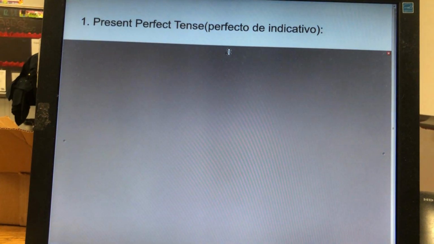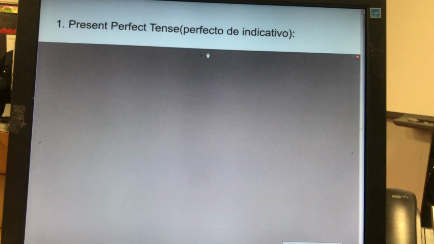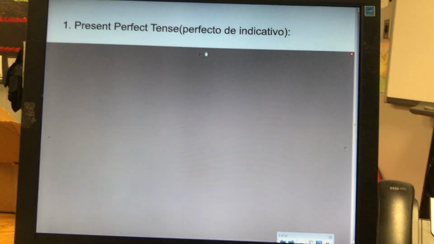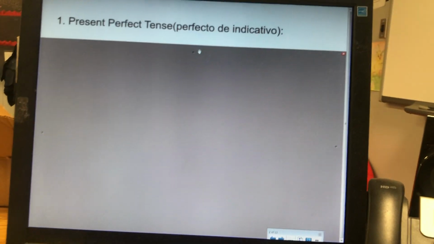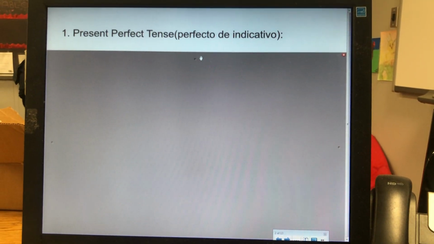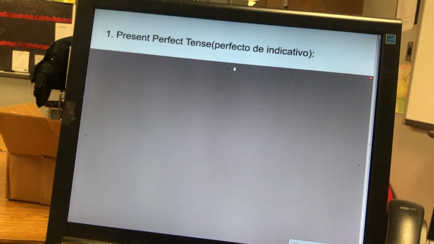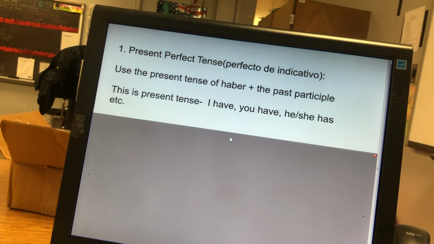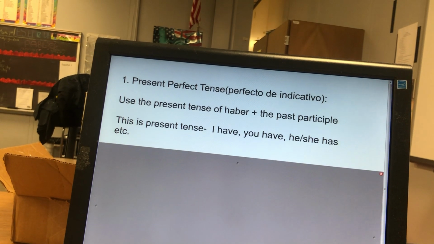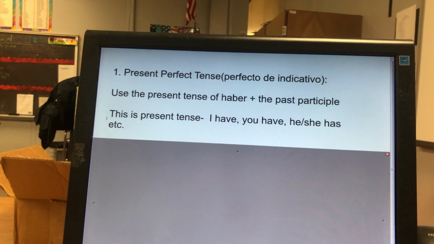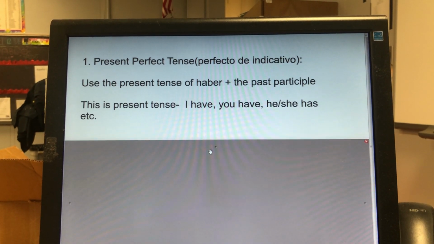Okay. So there are actually many different tenses of the perfect. We're going to start with the present perfect tense, which is called the perfecto del indicativo. It's called the perfect of the indicative. So this is the indicative mood, the present tense. It translates to I have, you have, he, she has. Okay, that's the translation. Use the present tense of haber and the past participle.